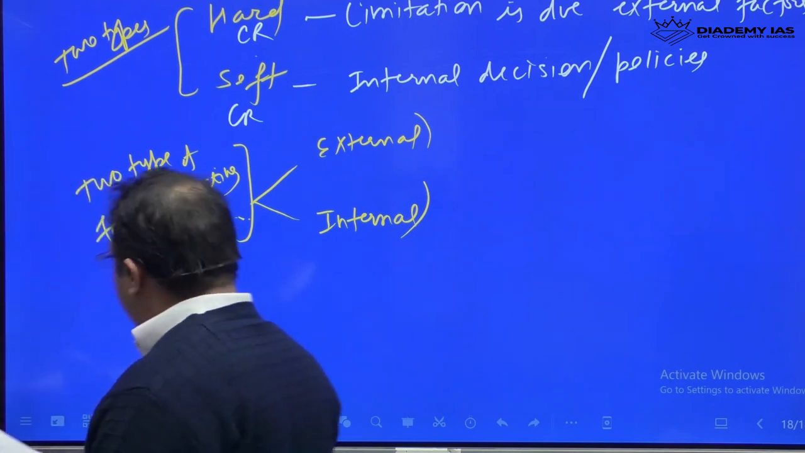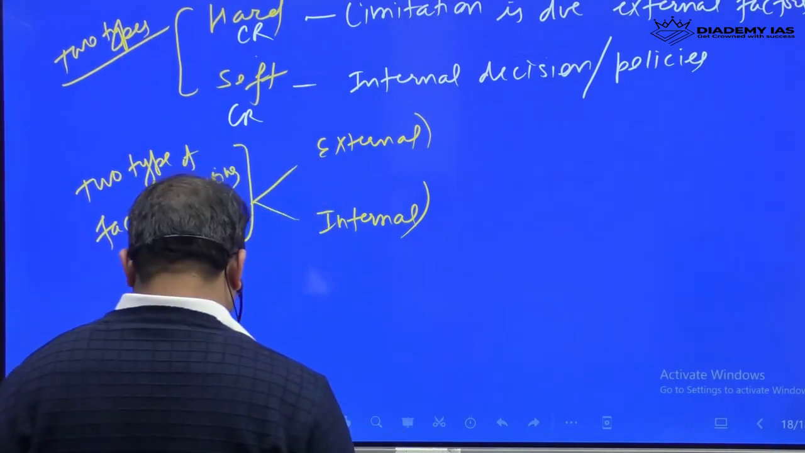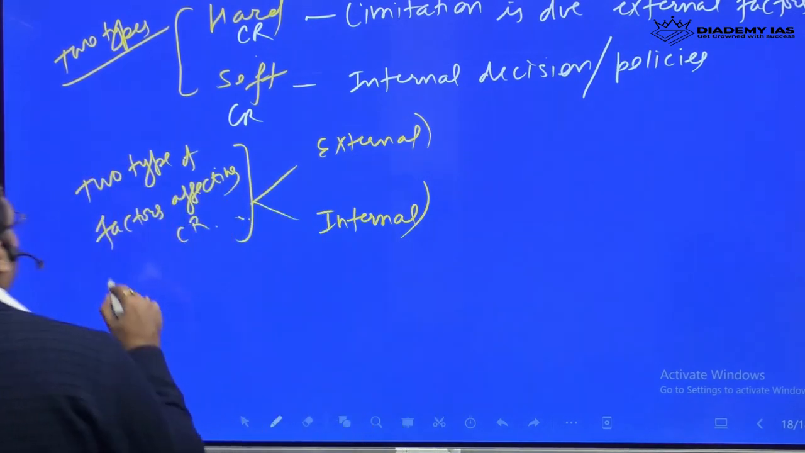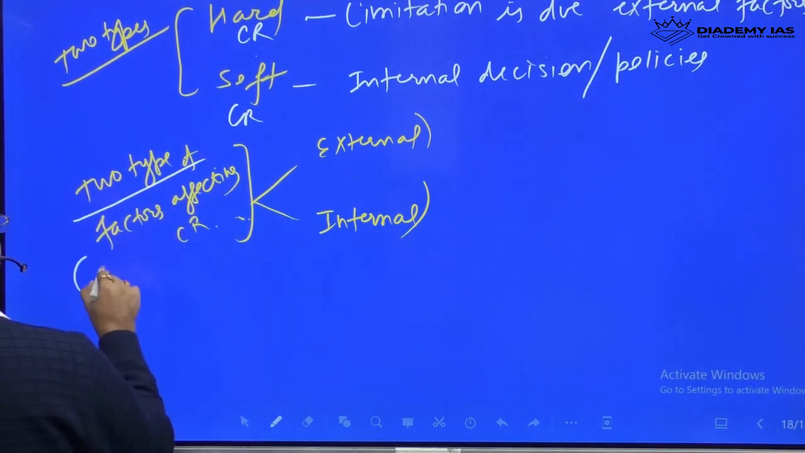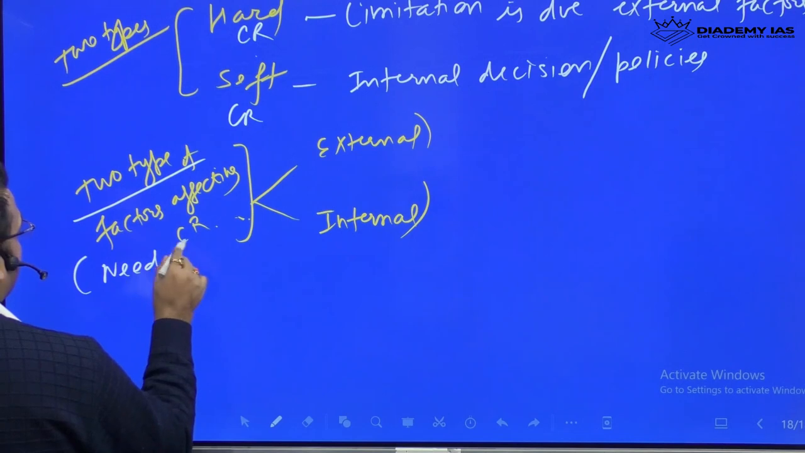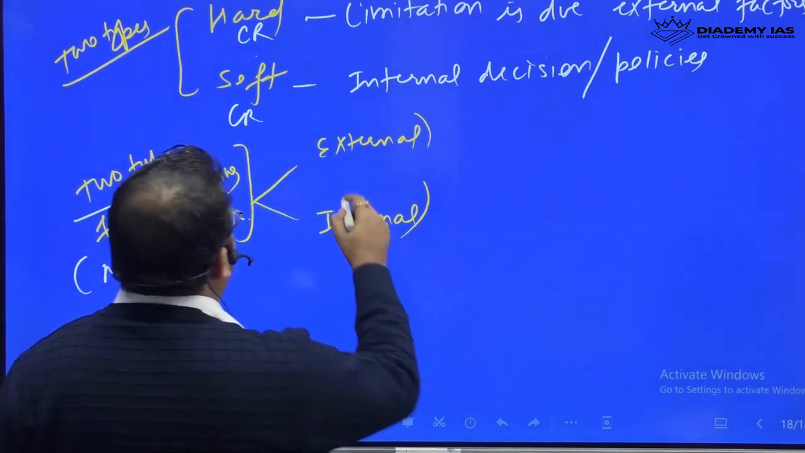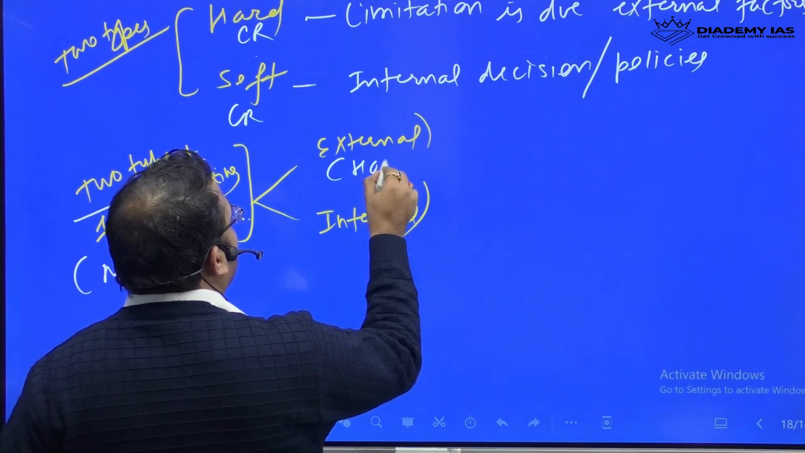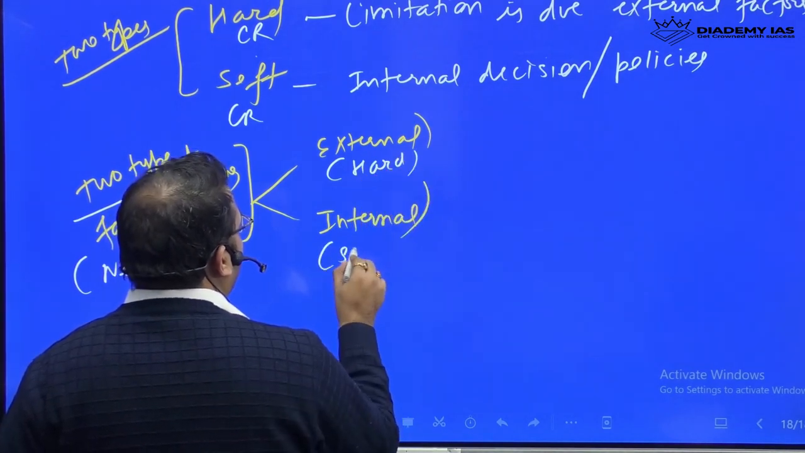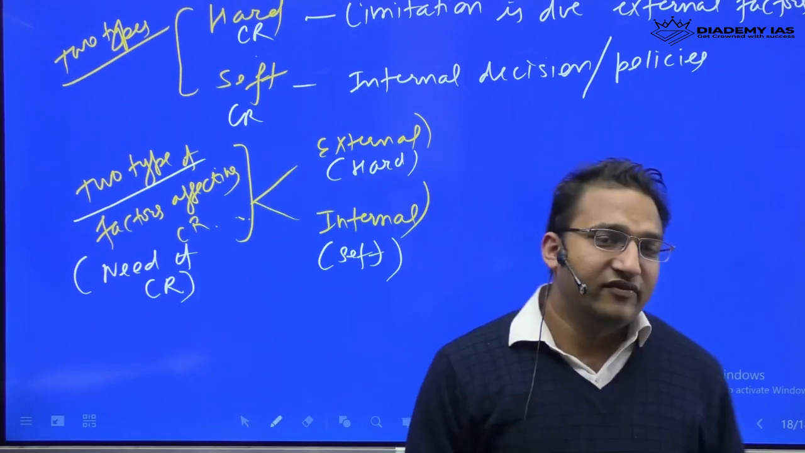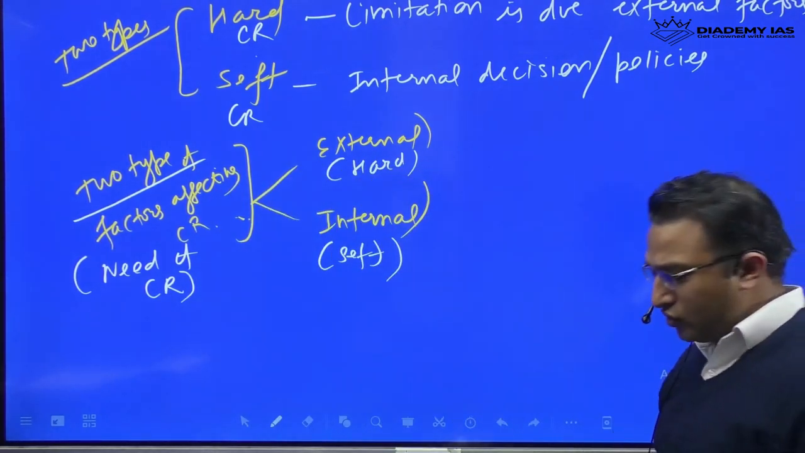So need of capital rationing, the factors or need of capital rationing. It can be because of external factors, jisko hum hard capital rationing bhi bolte hain, or internal factors ko soft bhi bolte hain, hai na? So based upon these factors, we can decide whether capital rationing is hard or soft.